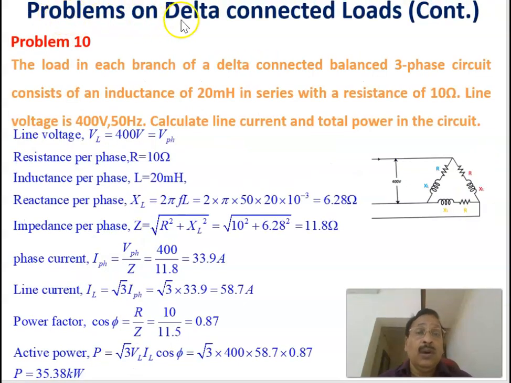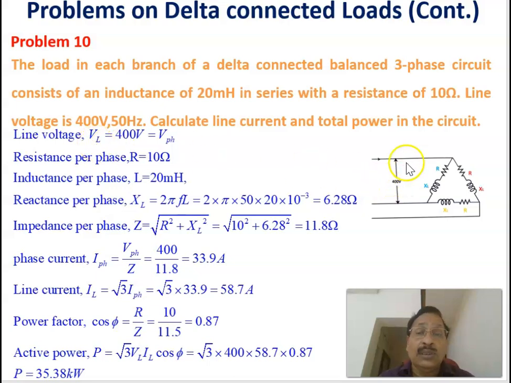Now one more problem on delta connected load. Problem number 10. The load in each branch of a delta connected balanced 3-phase circuit consists of an inductance of 20 millihenry in series with a resistance of 10 ohm. Line voltage is 400 volts and 50 hertz. Calculate the line current and total power in the circuit. What is the line current and the total power consumed by the load?